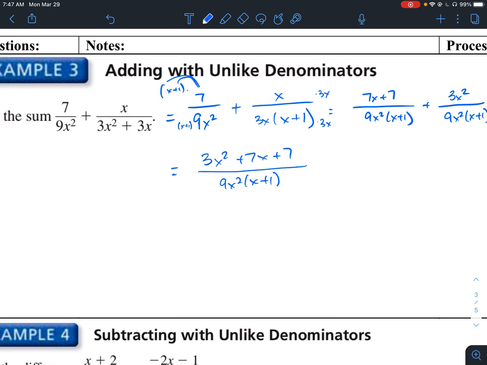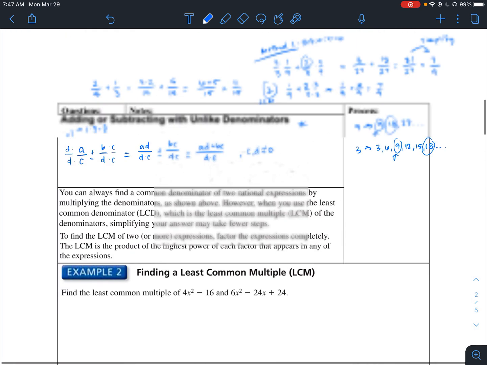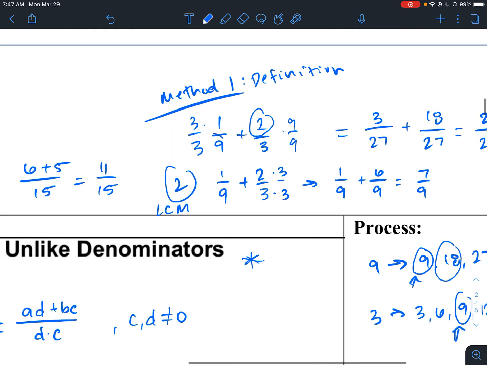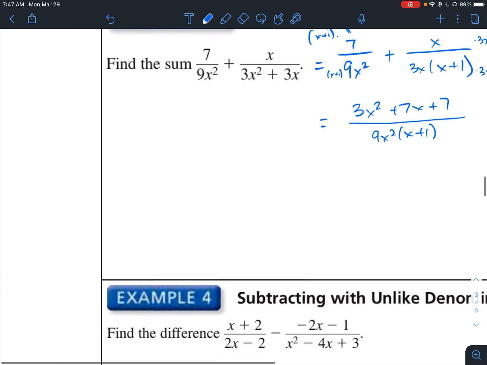Okay, now again, you could have gone the other route. I'll show you what the alternate method would have looked like. So method 1, which is the definitional way, would be just multiplying this by the denominator on the right side and multiplying this side by the denominator on the left side. But I'll show you here why that's not really preferred.